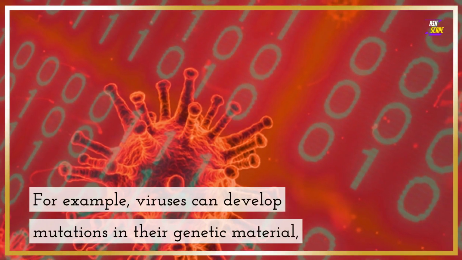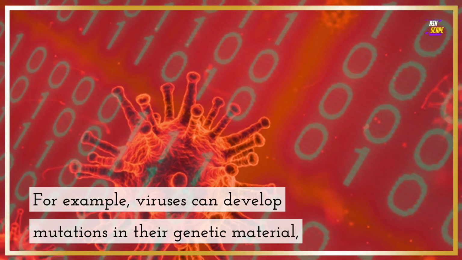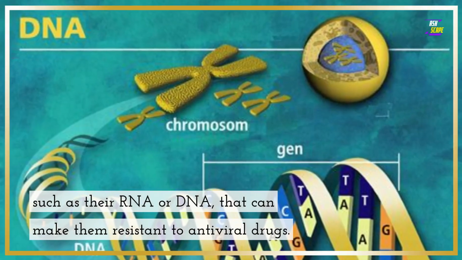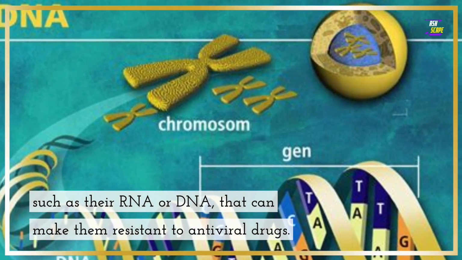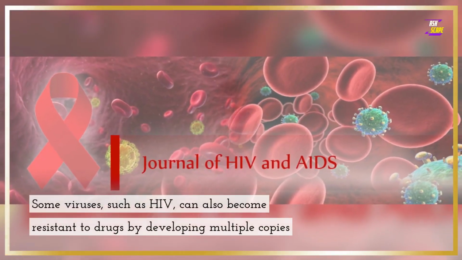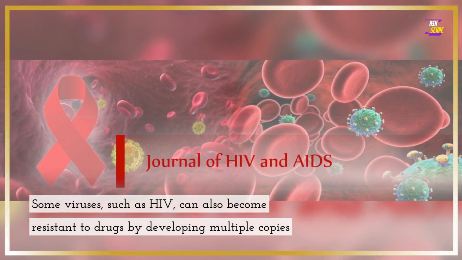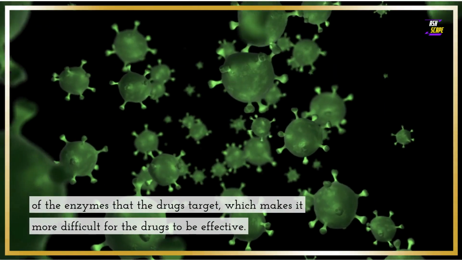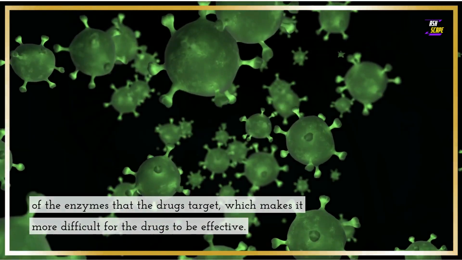For example, viruses can develop mutations in their genetic material, such as their RNA or DNA, that can make them resistant to antiviral drugs. Some viruses, such as HIV, can also become resistant to drugs by developing multiple copies of the enzymes that the drugs target, which makes it more difficult for the drugs to be effective.